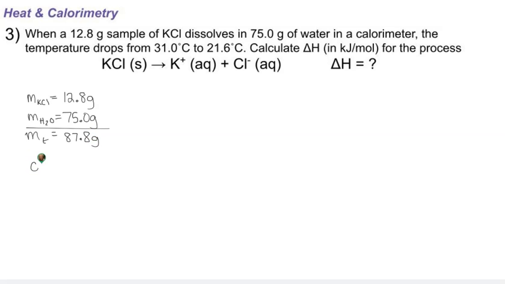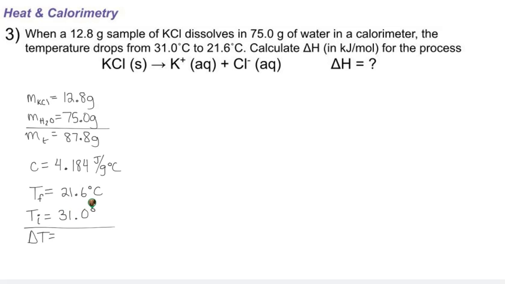We know that our value of C can be generalized to the specific heat of liquid water because most of our solution is in fact liquid water, 4.184 joules per gram degree Celsius. And then our delta T is going to be our final temperature minus our initial temperature, which will give us our change in temperature. So our final temperature is actually 21.6 degrees, and our initial temperature is the 31.0 degrees Celsius.